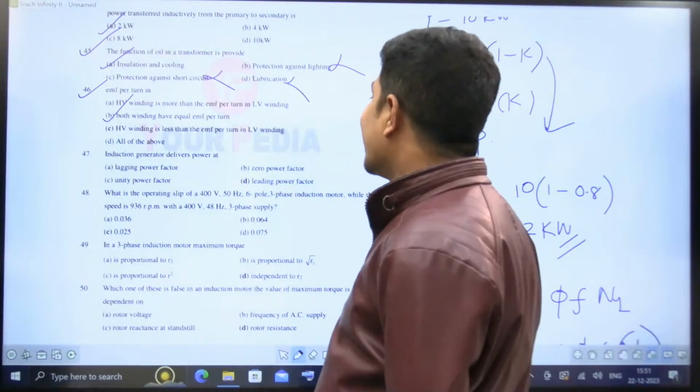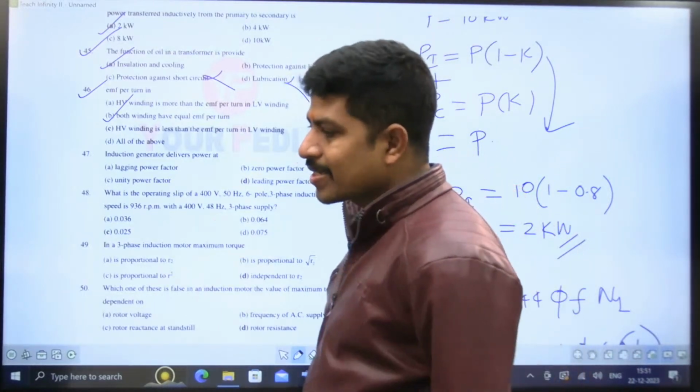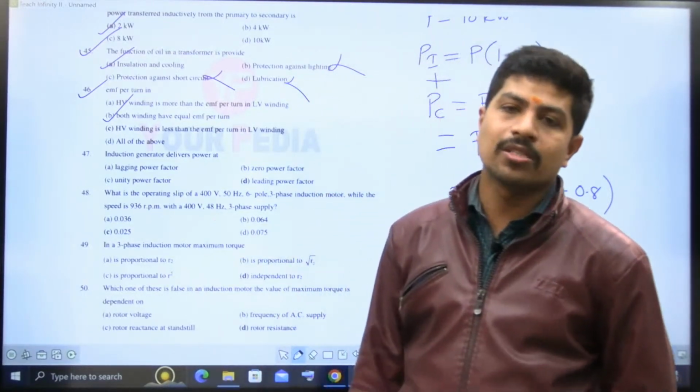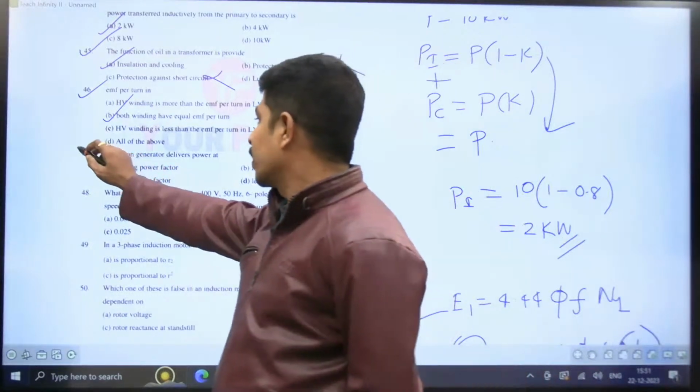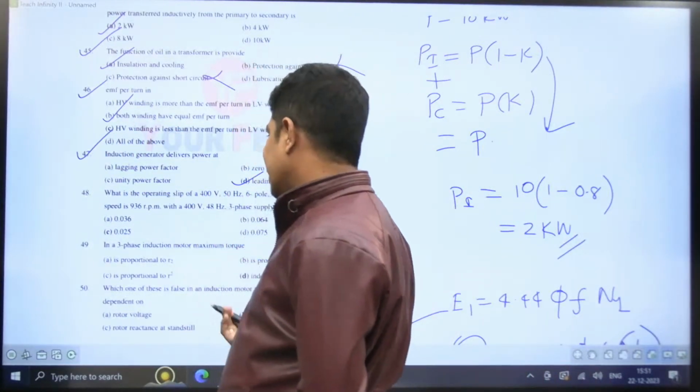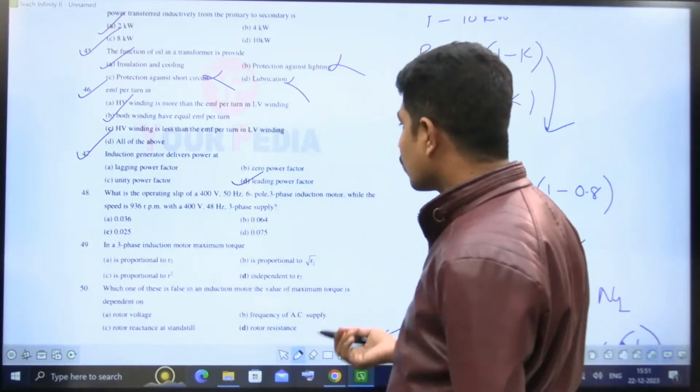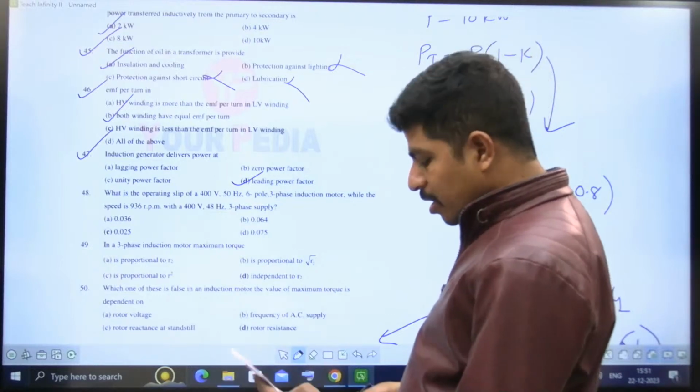Induction generator delivers power at a leading power factor. Option is D. That is a direct question. The next question, read question number 48.